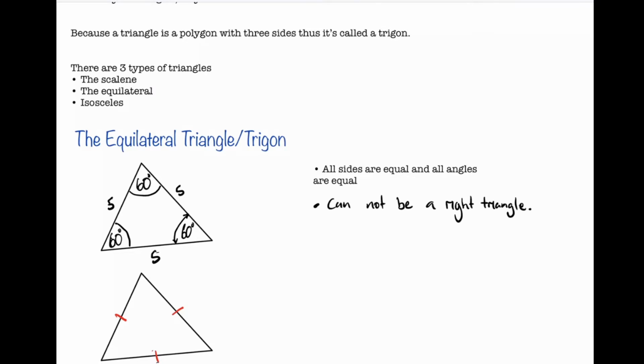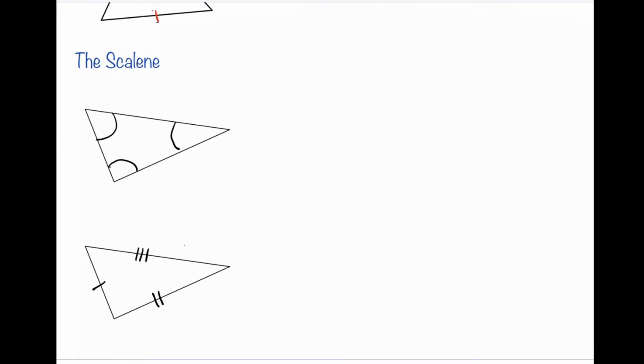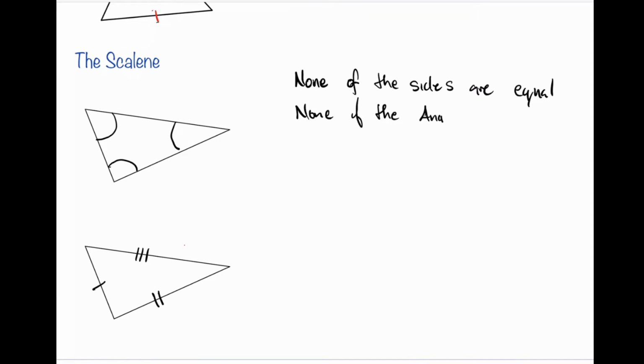Cool. So let's move on to the scalene. When looking at the scalene triangle, we should remember that none of the sides are equal, and none of the angles are equal, which means we have 3 different sides and 3 different angles, okay?